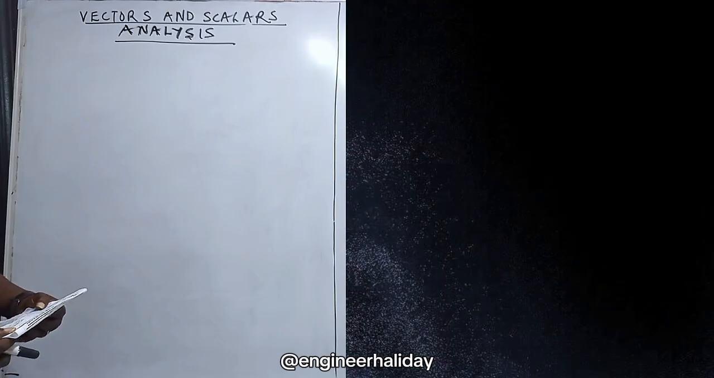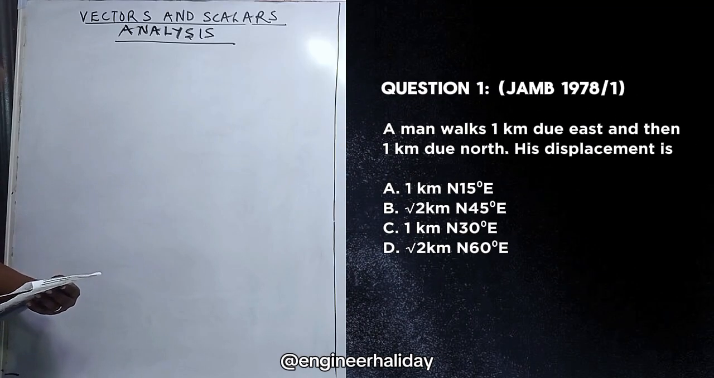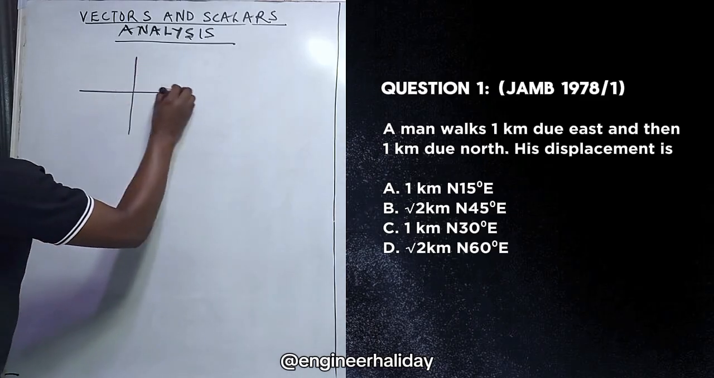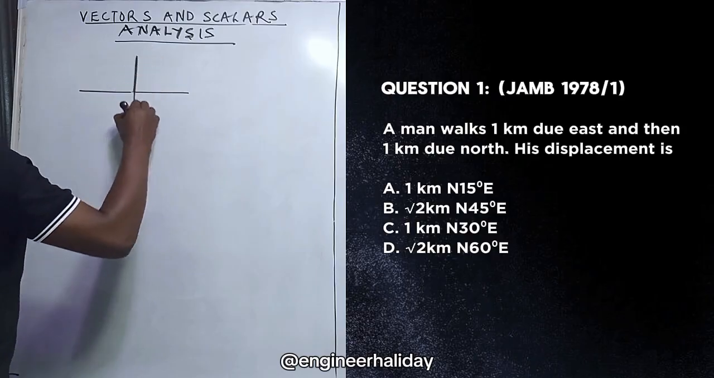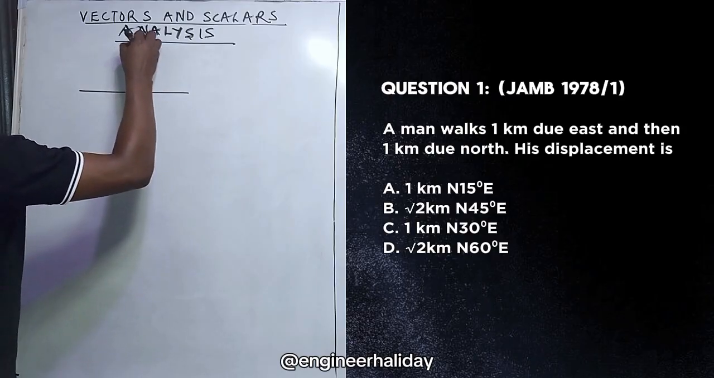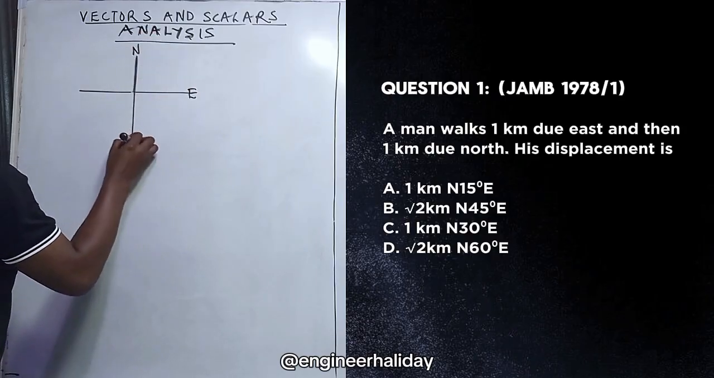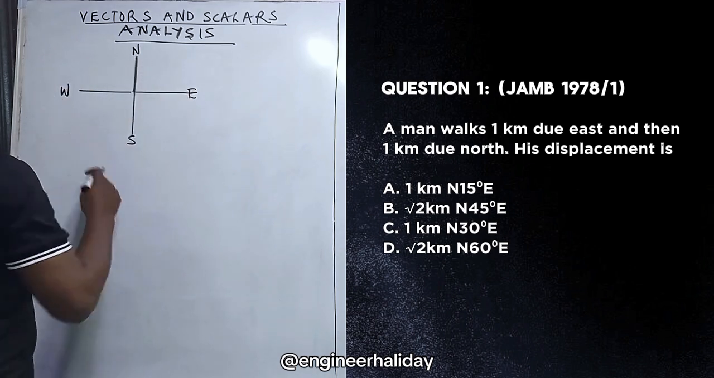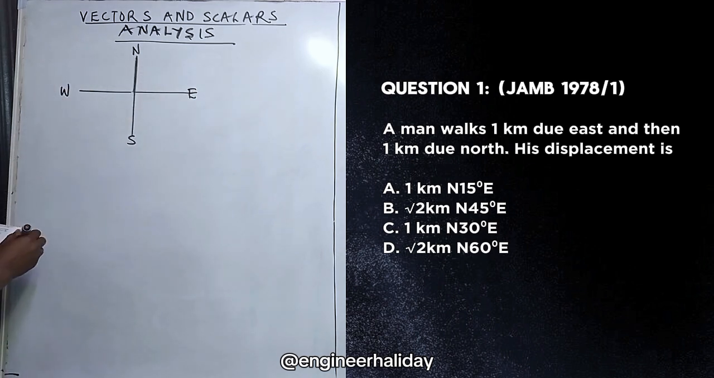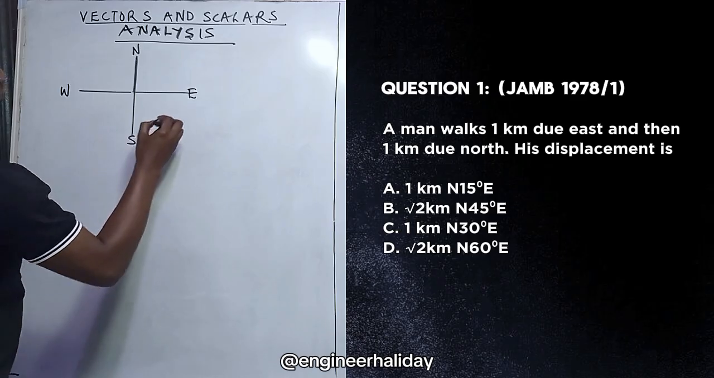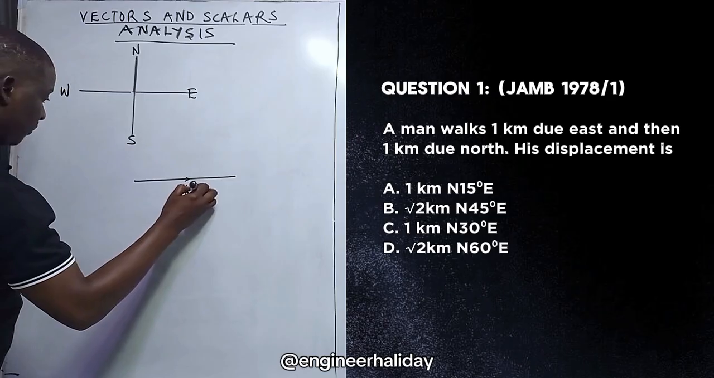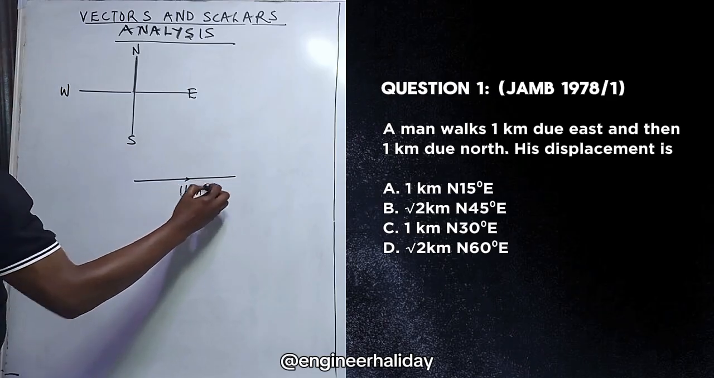Now, we want to start with number one. He said, a man walks 1 kilometer east. That is to say, don't forget, this is your north, this is east, this is south, and this is west. So north, east, south, west. Now they say the man walks due east. Due east means to go like this, which is 1 kilometer east.